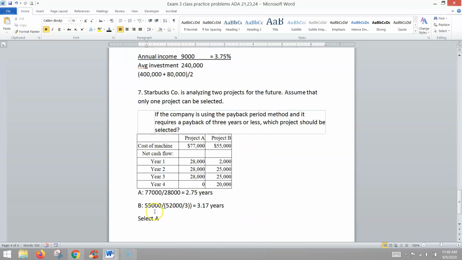And then for B, we're going to take the cost of $55,000. We're going to take the average, so we add 2 plus 25 plus 25, since it has to be within 3 years, and we get 3.17 years. You could also look at this and determine that $52,000 at the end of 3 years, which is the criteria set by the company, does not cover the cost of the machine. So project A would be selected.